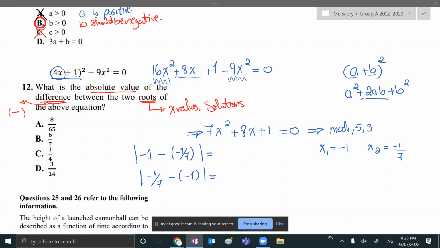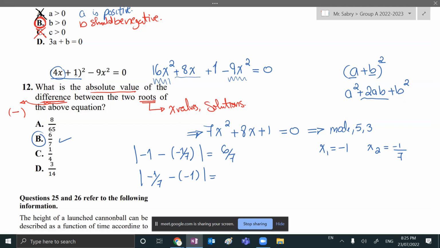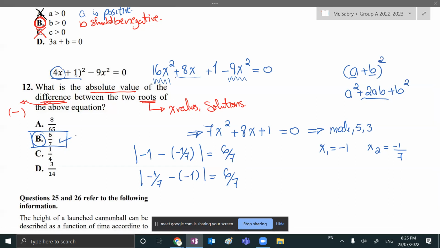So negative 1 plus 1 over 7 mainly. This will result in positive 6 over 7, and this is one of the choices, so that's it. And if you do the other one, it's positive right away, 6 over 7. Since they're in an absolute, it doesn't matter which you subtract, and that's why the answer in this case is 6 over 7. Does that make sense? Awesome.